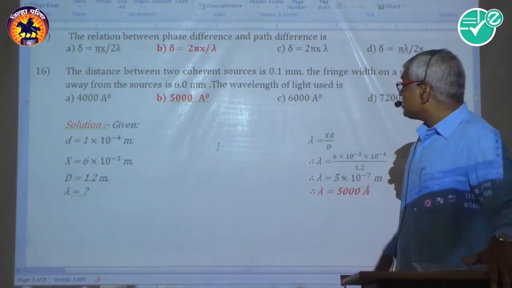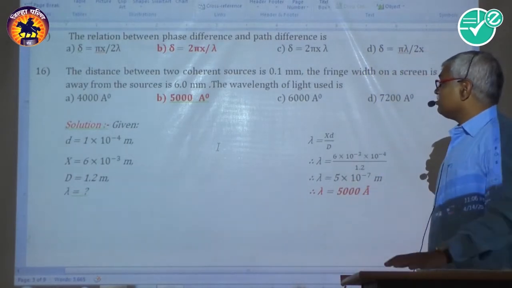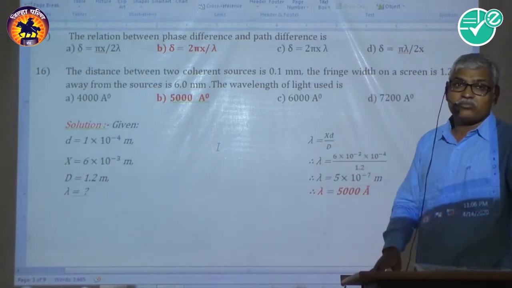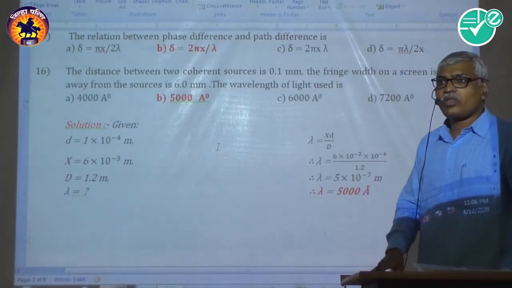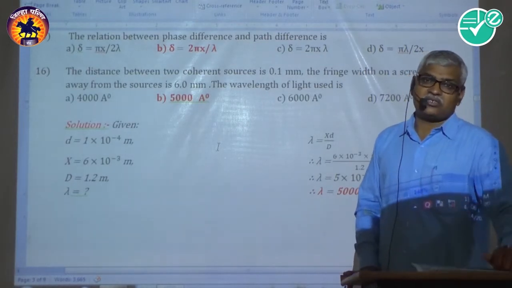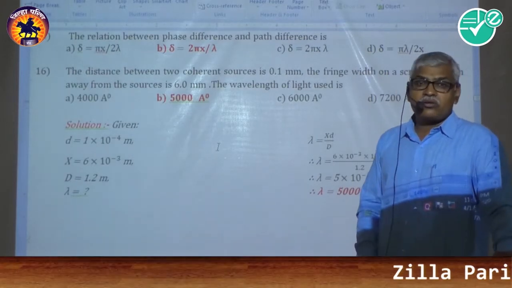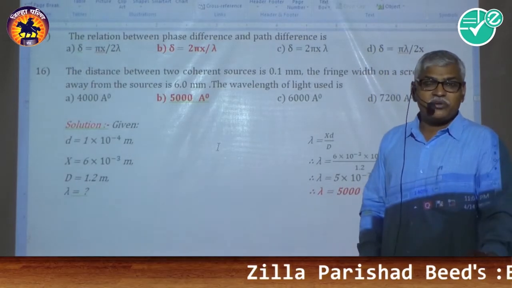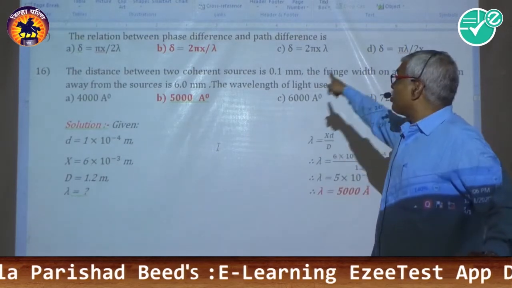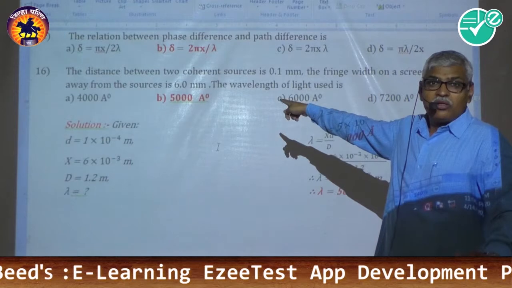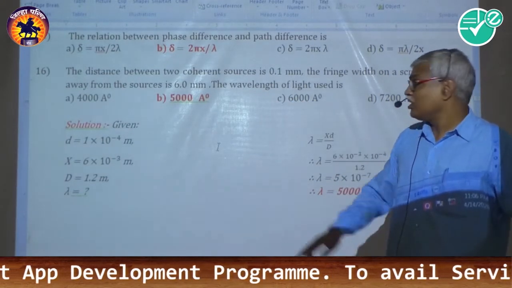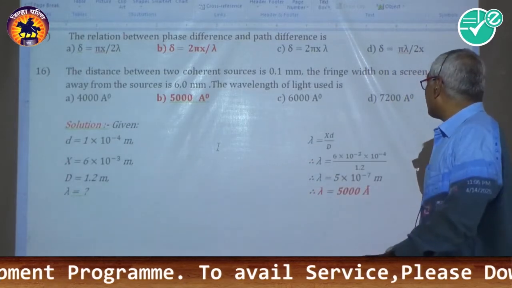Question number 16. The distance between two coherent sources is 0.1 millimeter. Write down the data in single digits. 0.1 millimeter means 0.1 into 10 to the power minus 3 meter. Don't write it in this fashion. Write down 1 into 10 to the power minus 4 meter, because for calculations, whether it is addition, subtraction, division or multiplication, it is simpler. Therefore, small d is equal to 1 into 10 to the power minus 4 meter.